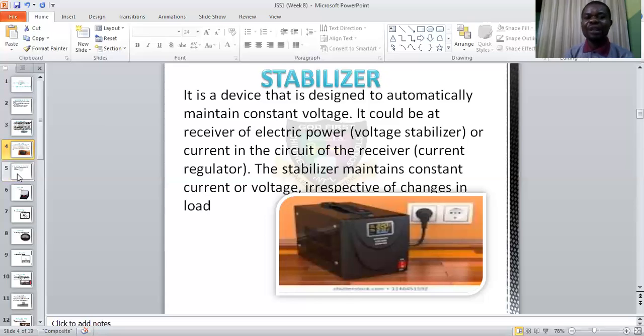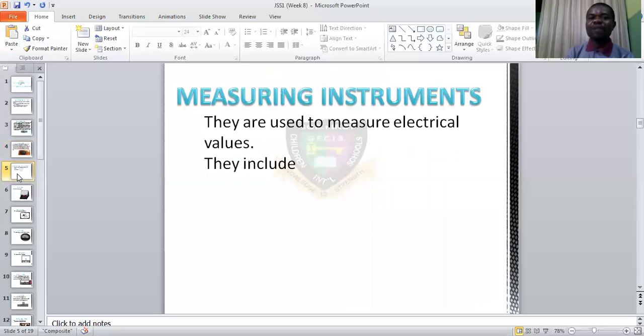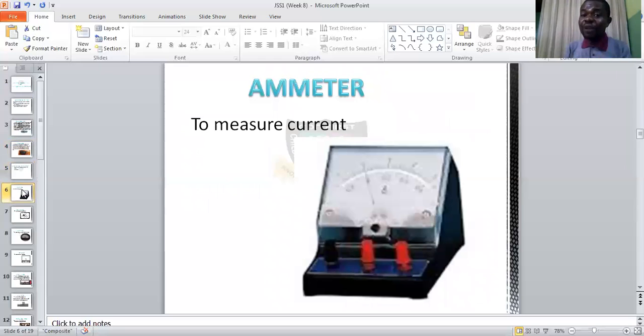Then we also need to look at these measuring instruments. There are many. They are used to measure electrical values, like the voltage. We talked about a few of them in our last class: the voltage, the current, the inductance, the capacitance, resistance, and so many others. We use the instruments. This is the ammeter. It is used to measure the value of current. That is the work of the ammeter.